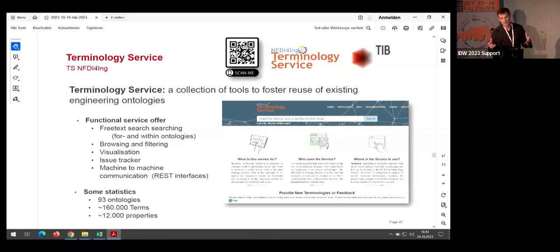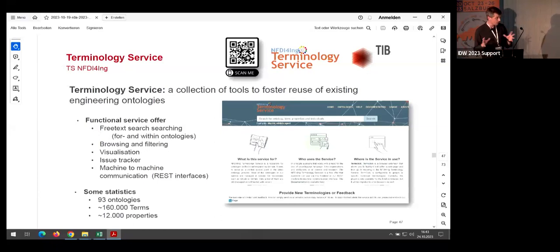That is, they must have an open license. They must have a license, and the license must be open. Otherwise, we are not able to process those ontologies. And they have to pass some quality checks. So we validate our ontologies against certain criteria.